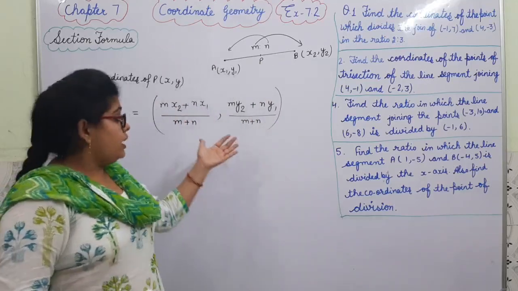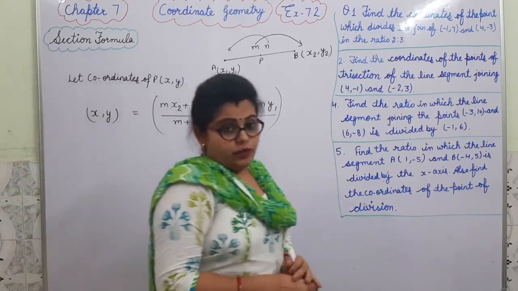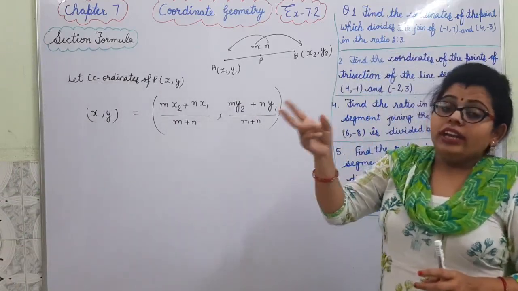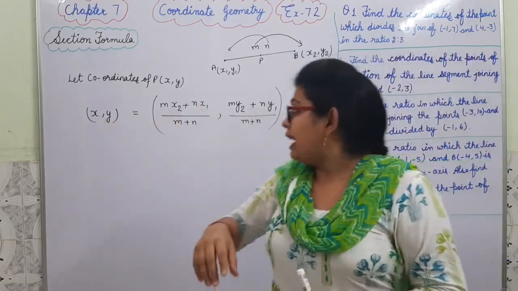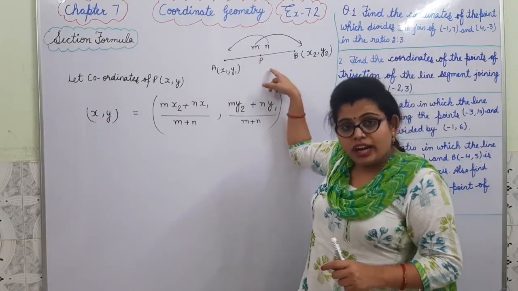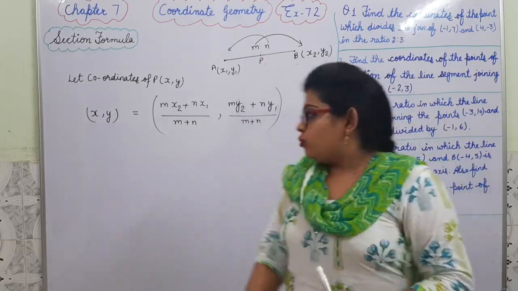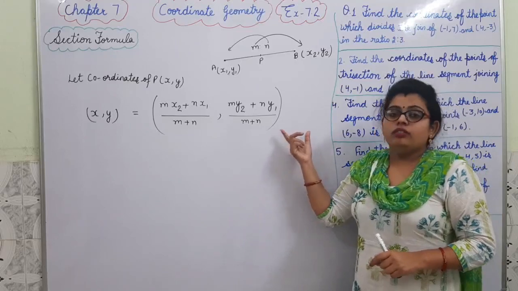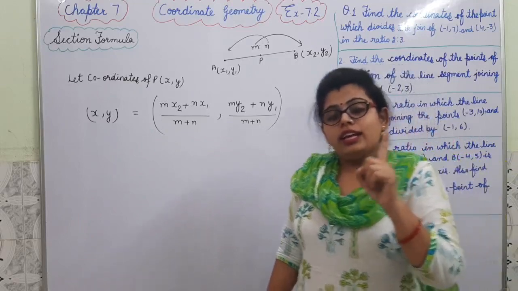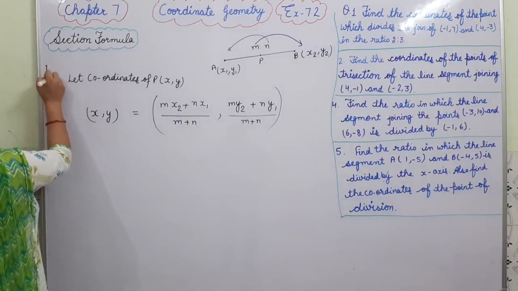Now the question arises where this formula is applicable. Dear students, if 2 points are given and it is asked that a third point is dividing the line joining those 2 points in a particular ratio, that is in the ratio m:n, then for finding the coordinates of this point P, or the coordinates of the third point, we will use this section formula. Now this is the section formula. There is one more type of section formula. Yes, this is the first type.